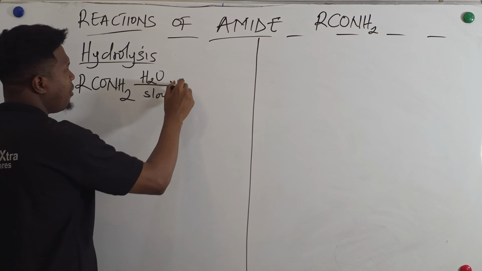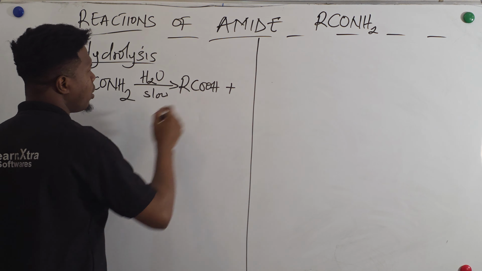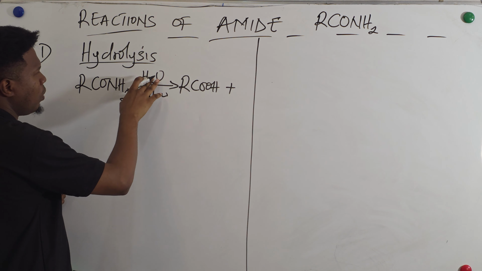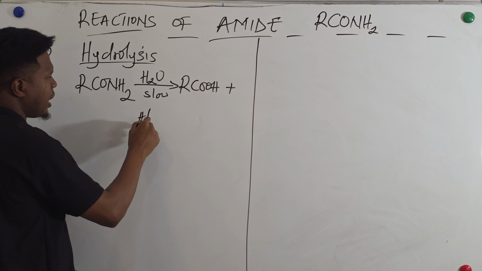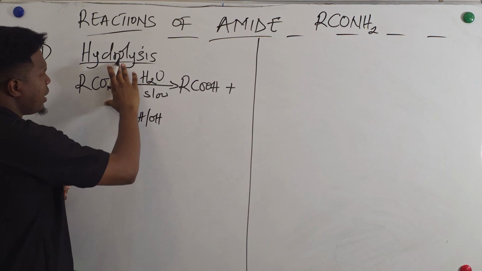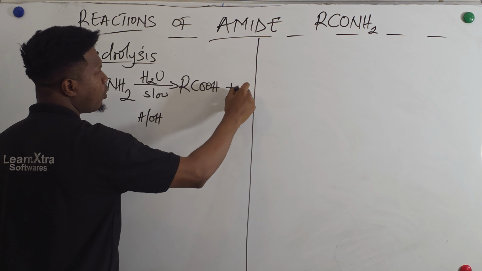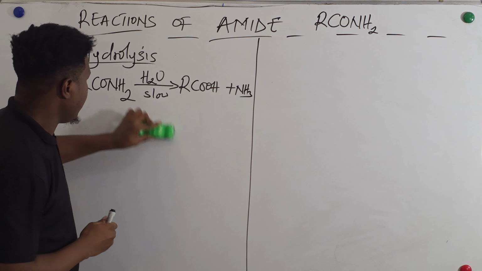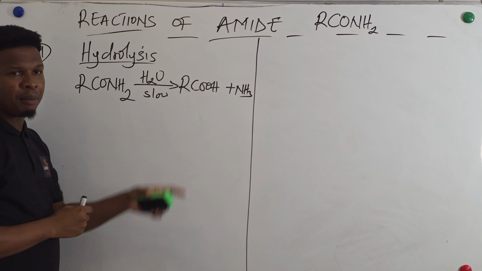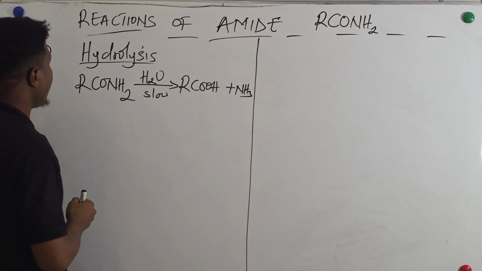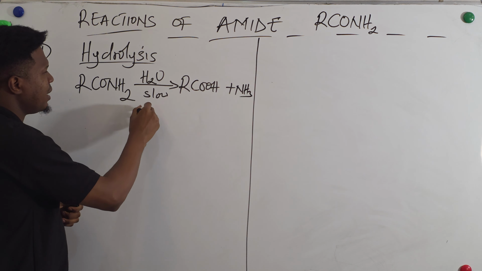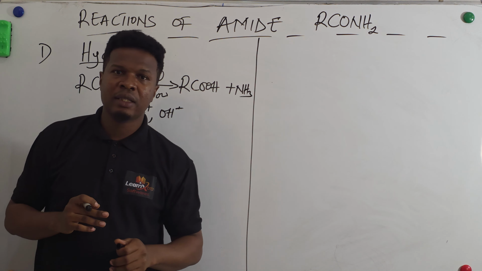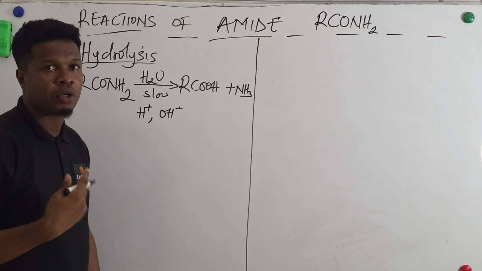we're going to have RCOOH plus... What happens here is simple. In this reaction, water will split into H and OH. The OH is what comes here. The amine group leaves and picks the hydrogen, so you have ammonia here. So in this reaction, the amide is treated with water to give you the carboxylic acid. We can also use an acid, or we can also use a base for this hydrolysis to give us the corresponding carboxylic acid salt or ion.